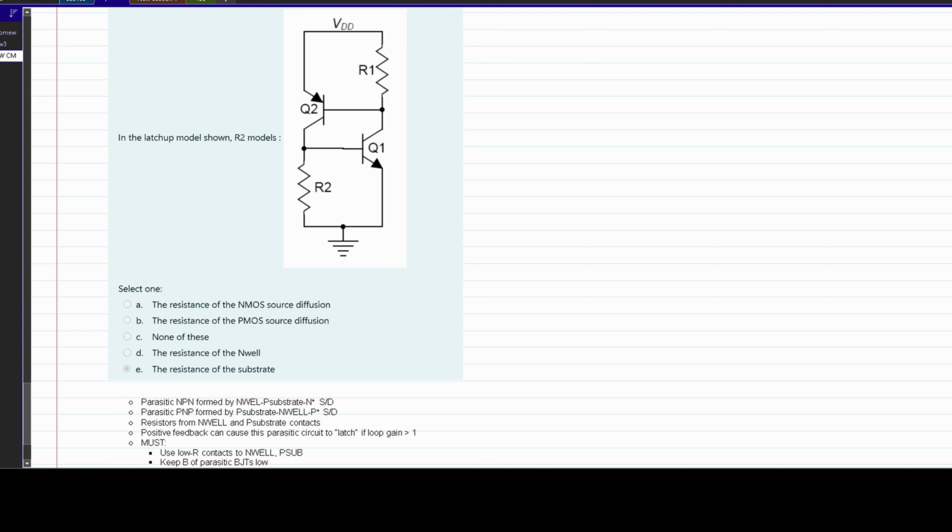So this Q2 and R2 are together, resistance of the substrate, and that's how we would look at this latch-up model, and how we would look at this with the notes, and how we could identify any of these different variables.